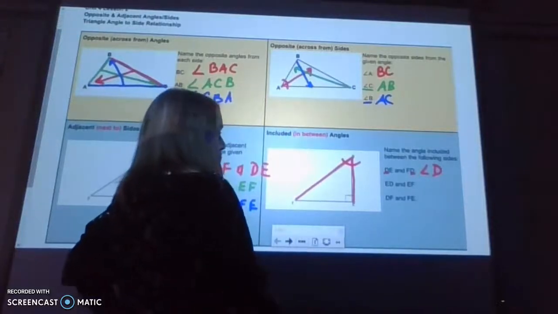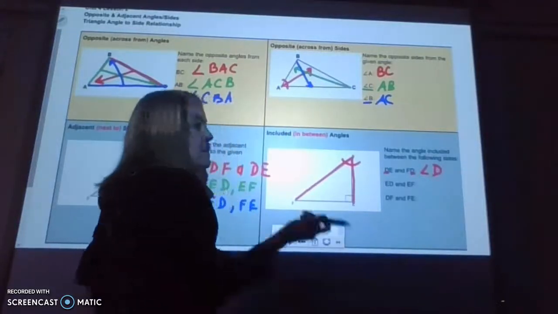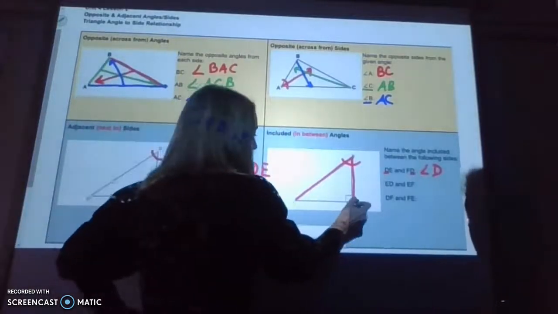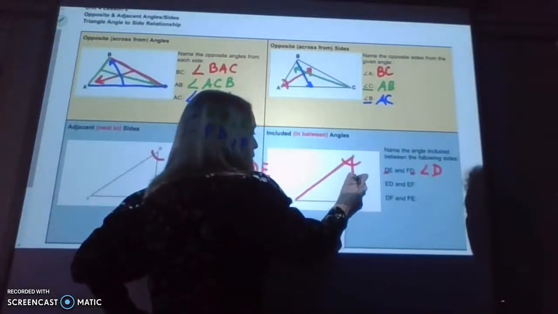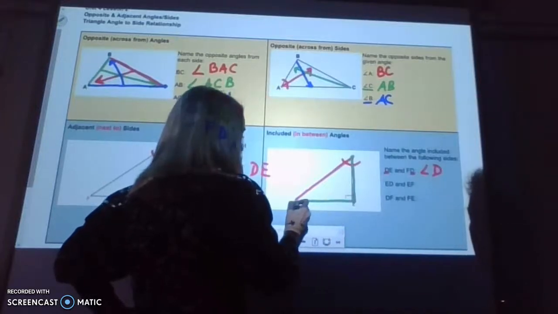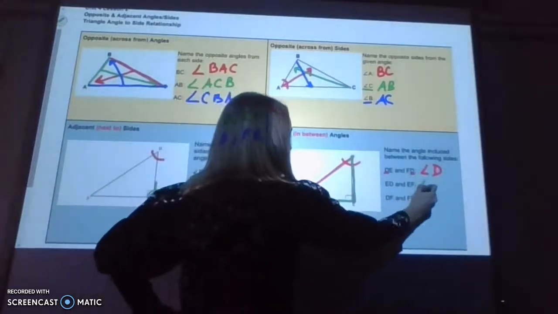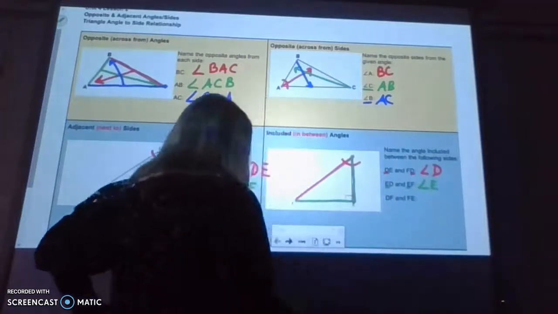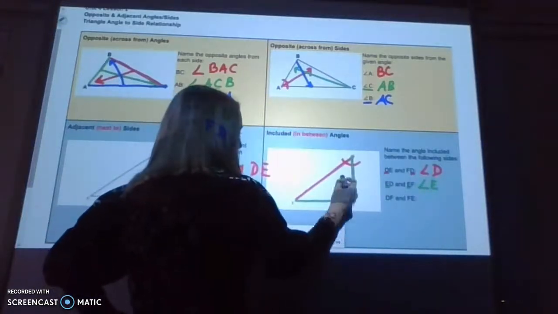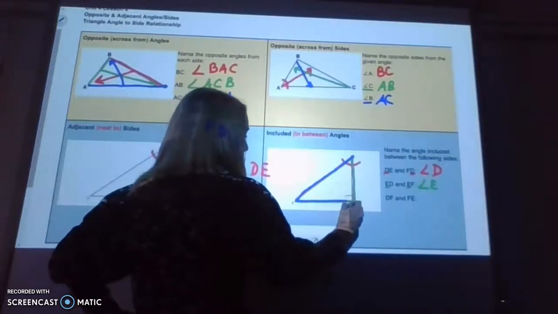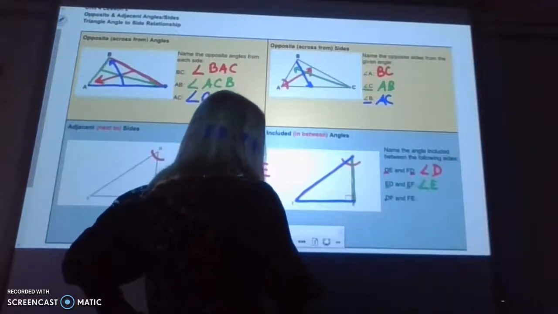It's really nice that you drew the picture, Miss Cintron, because it's harder for me to figure out. They could probably trace them too, right? You guys, yeah, I would highly recommend tracing it. And we have colored pencils in the front. ED and EF. Okay, so that's got to be the same letter in both of them, so E. Angle E. And then we have our DF, so many colors, and FE. What letter is in both? F.